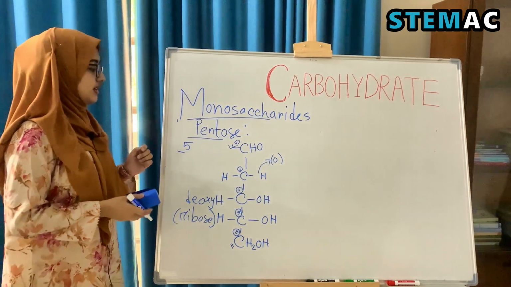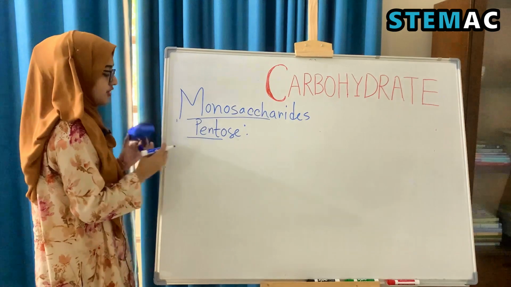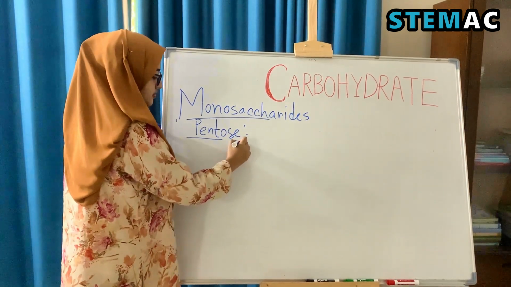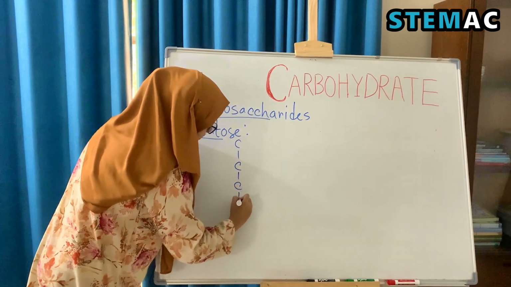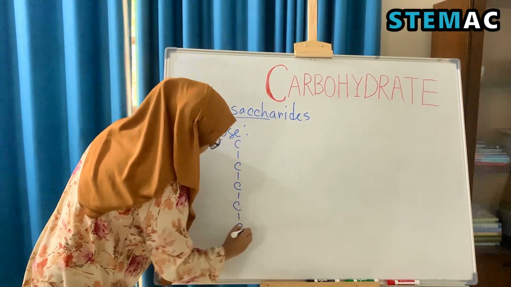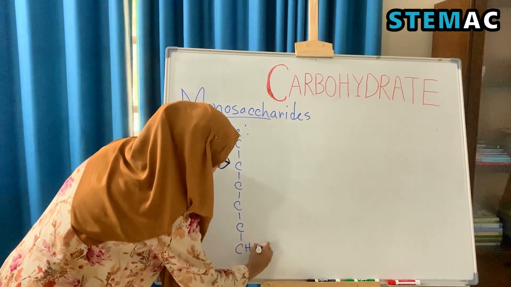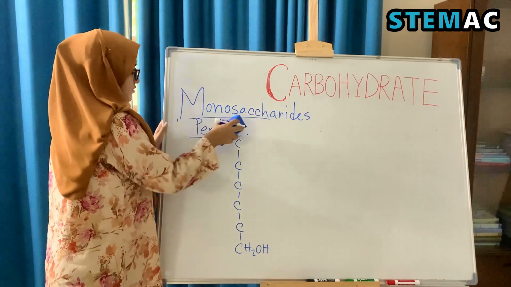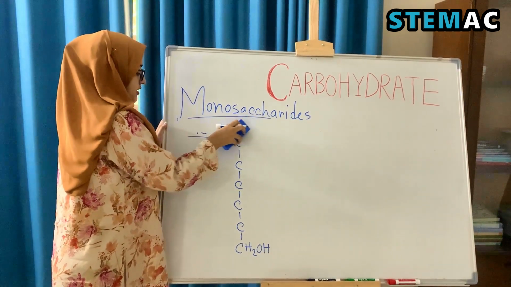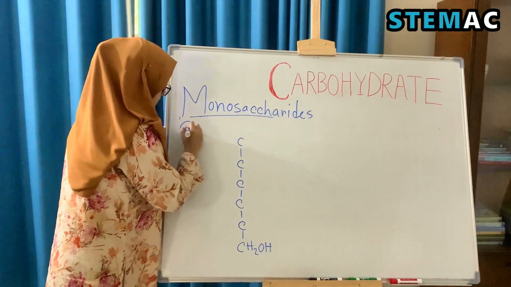Then we are going to talk about hexoses. Glucose. For glucose, there will be 6 carbons. We see here we give 6 carbons. Similar structure that we have. So it will be a hexose. So it's a glucose.